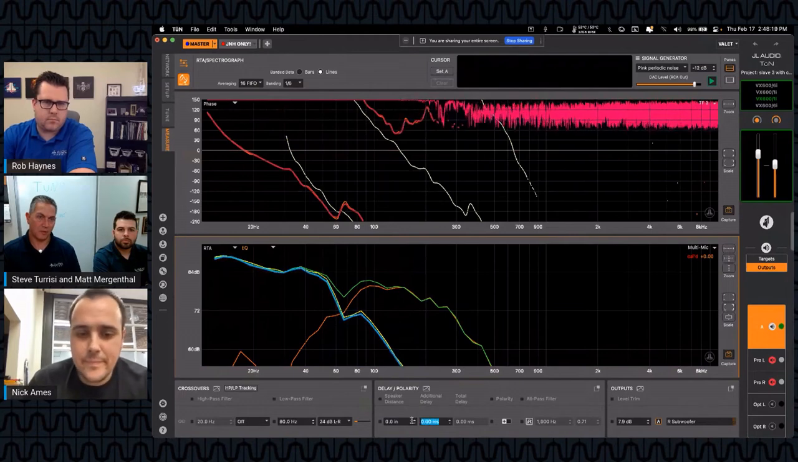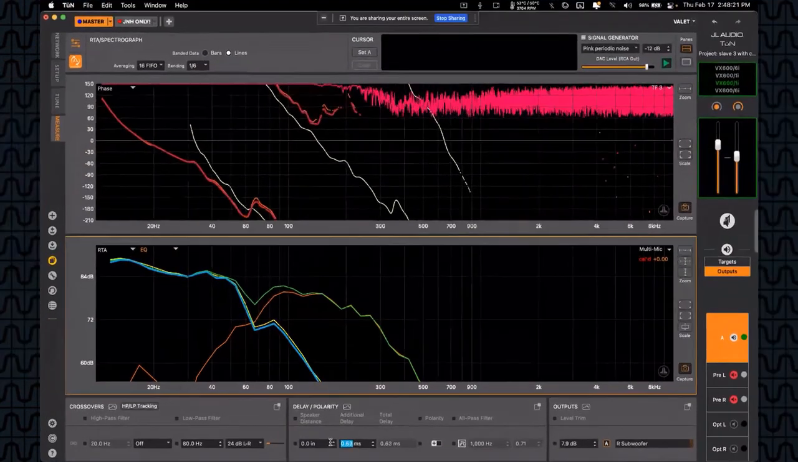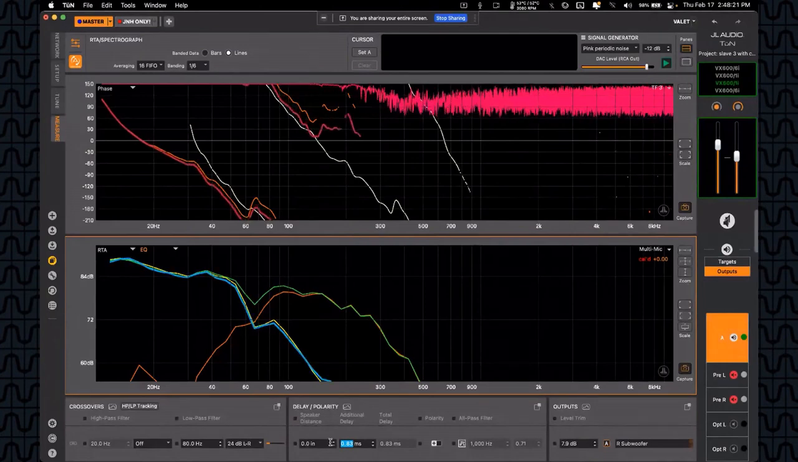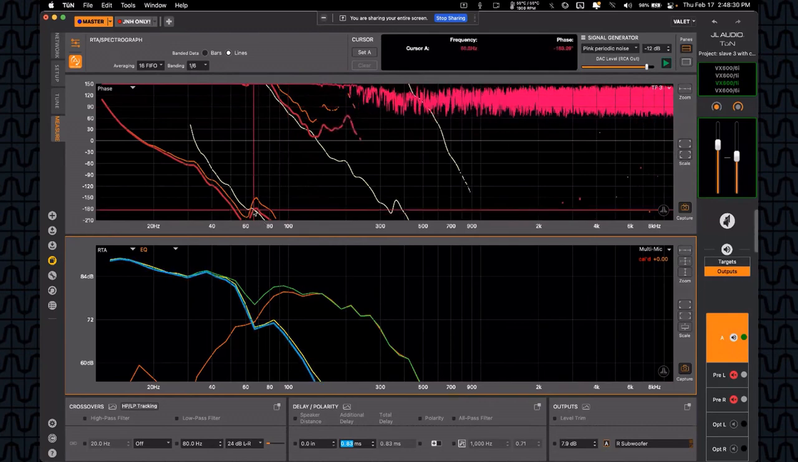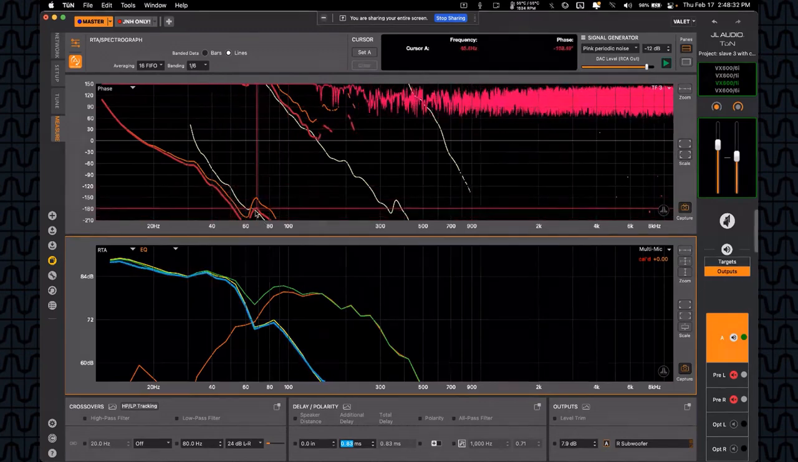Right, so you're delaying the sub to try to get the phase trace to come a little bit closer to the combined mid-bass trace. Yeah, see, it did move it closer in this region, and up to here, but it pulled it away down here.